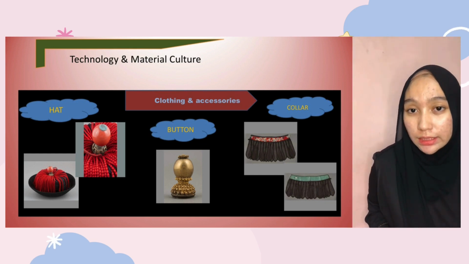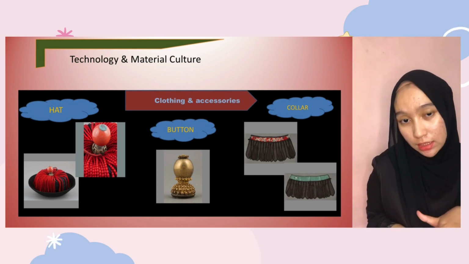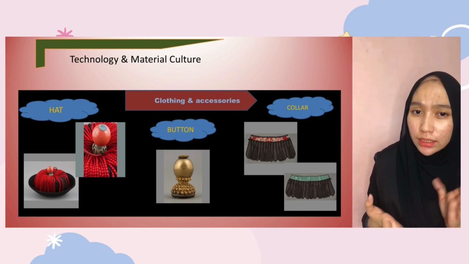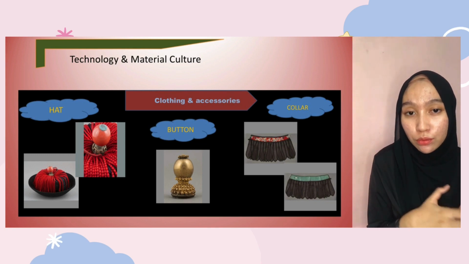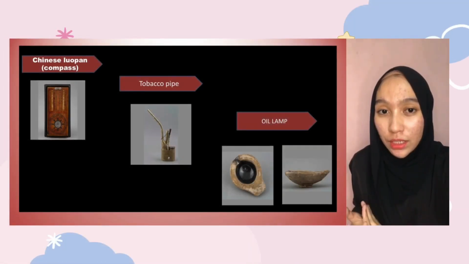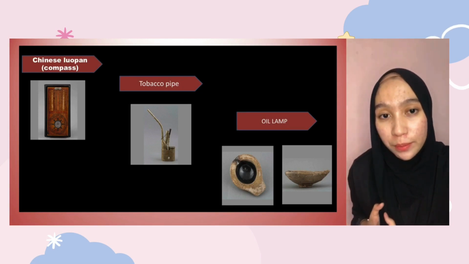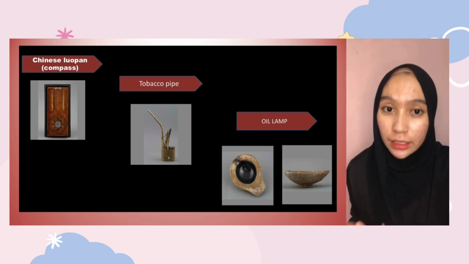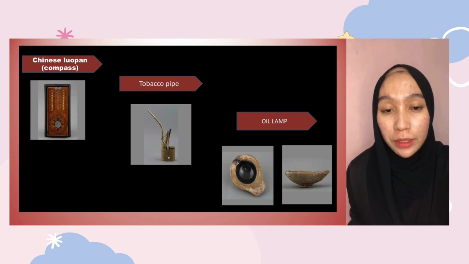For the clothing section, this is called a collar. The decoration has 2 dragons in blue and white color. The collar is worn with the woman's dress. So this is one of the Chinese compasses, or luopan. The compass has Chinese characters in black and red pigment with gold pigmented decoration.